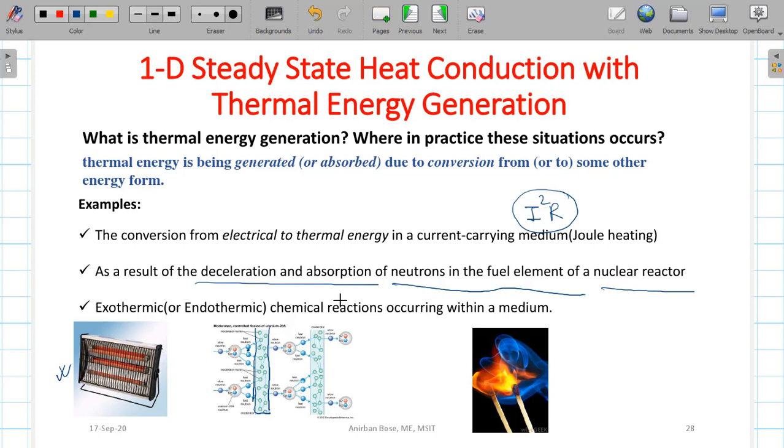So here again is a situation where thermal energy is generated within the system, within the fuel rod. Or chemical reactions, exothermic or endothermic, occurring within a medium also either absorb or generate thermal energy within a system. So these are the practical situations where this thermal energy generation term may be non-zero.